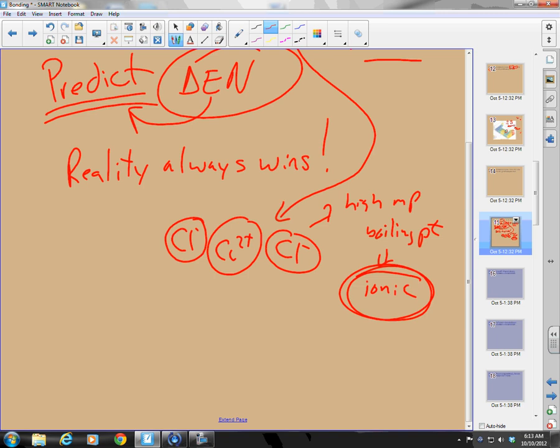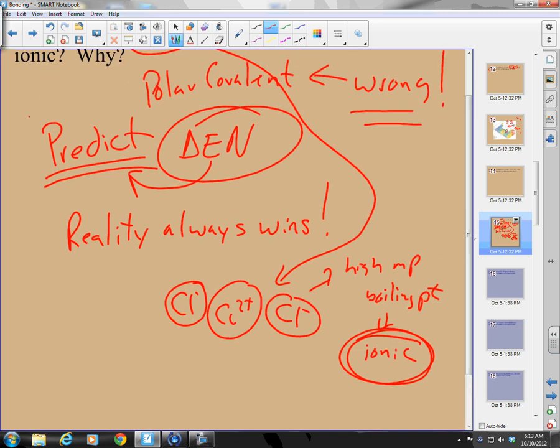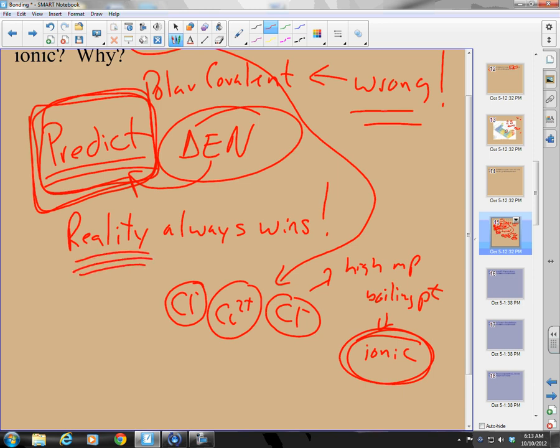And the reason I wanted to point this one out to you is always remember, our electronegativity differences only help us predict bond type. It doesn't mean it is a certain bond. Reality tells me what the bond really is, and by reality that means I look at the properties. If the properties are ionic, then guess what?